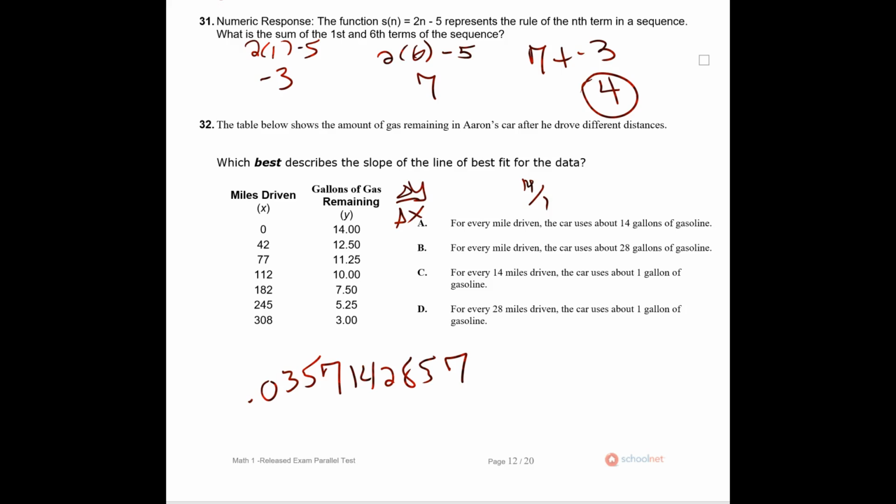For every mile driven, the car uses 28 gallons of gas. So that'll be gallons is y. That'll be 28 over 1. That's clearly not what we're looking for. For every 14 miles driven, the car uses 1 gallon of gas. So that's going to be 1 over 14. All right, because 1 gallon, 1 over 14. So 1 over 14 is 0.0714285.714. That's not what we're looking for, and this is going to be 1 over 28, which is what this is, D. So when you use the line of best fit, your A is that. That's what your A is equal to, which is what that is equal to as well.